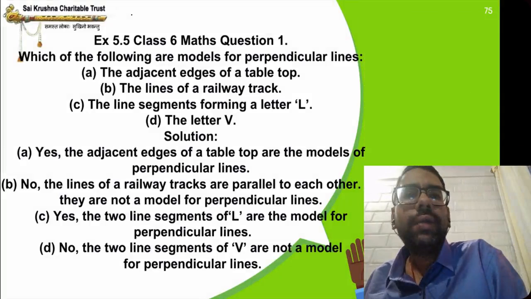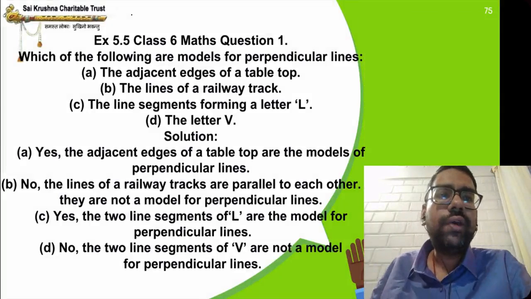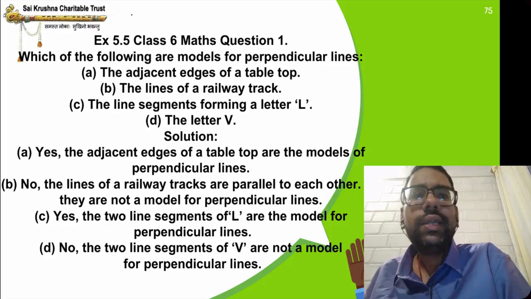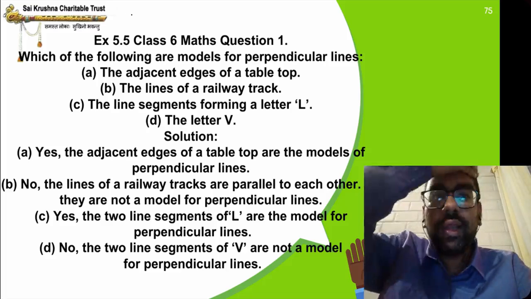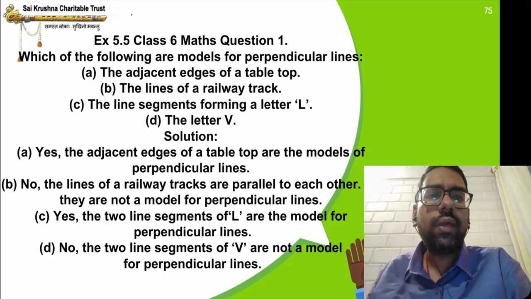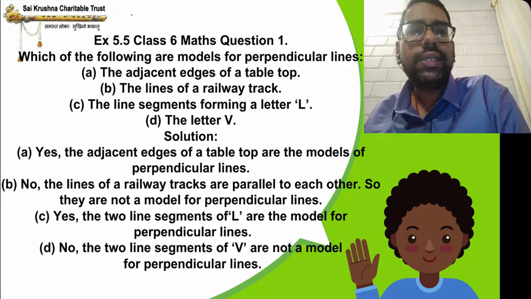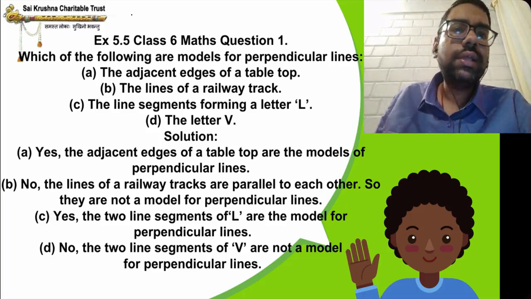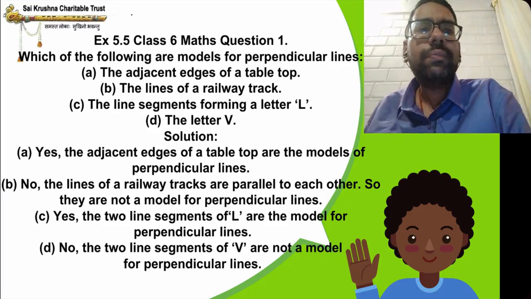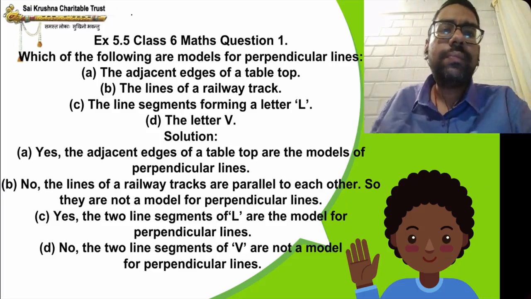Exercise 5.5, class 6 maths, question 1. Which of the following are models for perpendicular lines? Adjacent edges of a tabletop, lines of a railway track, line segments forming a letter L, letter V. See, the first answer is yes, the adjacent edges of a tabletop are models of perpendicular lines. They are perpendicular to each other, that is why they become examples of perpendicular lines.